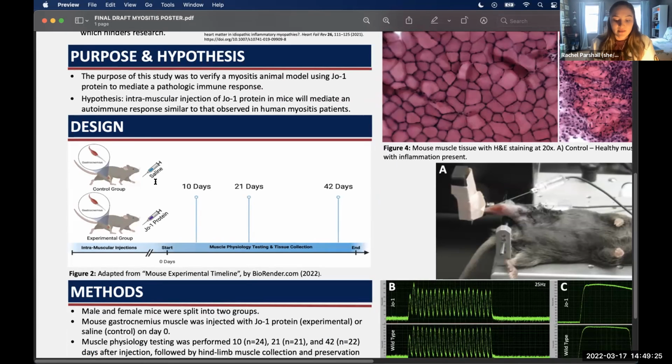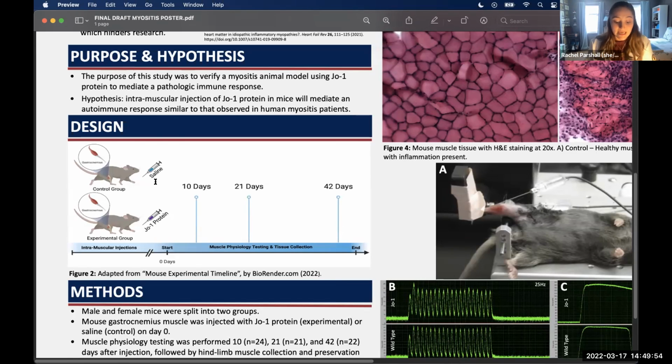So in humans, the muscle tissue shows no sign of recovery. And we also hypothesize that the intramuscular injection of the Jo1 protein in mice will mediate an autoimmune response similar to that seen in human myositis patients. Our experimental design compared saline, the control injections, to Jo1, the experimental group injections. All injections were delivered intramuscular to the gastrocnemius muscle.